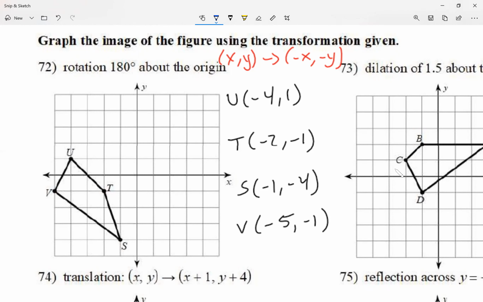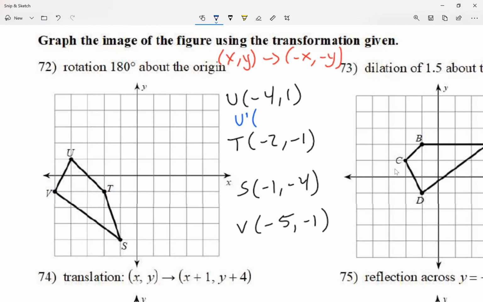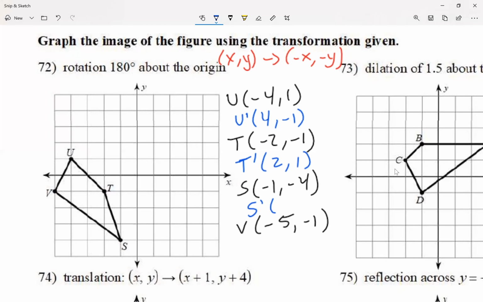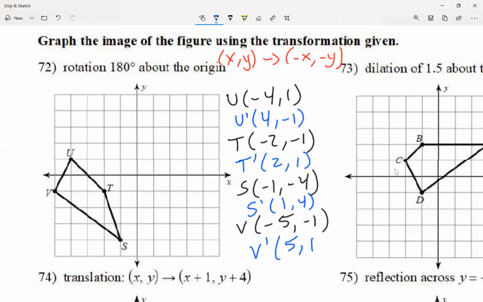So if I wanted to know the values of U prime, it's going to become 4, -1. Notice I switched the signs. The 4 was negative, so I made it positive. The 1 was positive, so I moved it into negative. If I'm looking at T prime, my coordinates are going to be +2, +1. If I'm looking at S prime, my coordinates are going to be +1, +4. And lastly, if I'm looking at V prime, my coordinates will be +5, +1. If you plot the points, you're going to get an image that looks like it flipped 180 degrees.